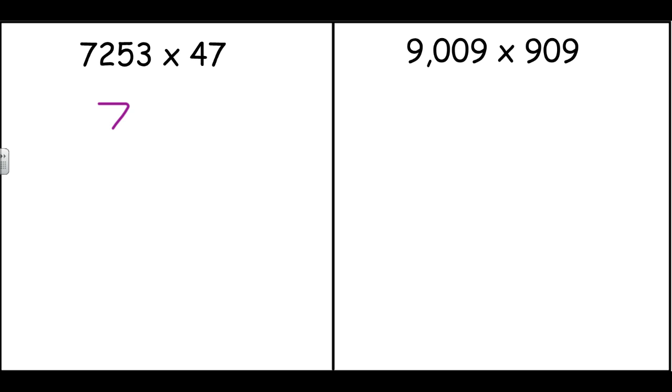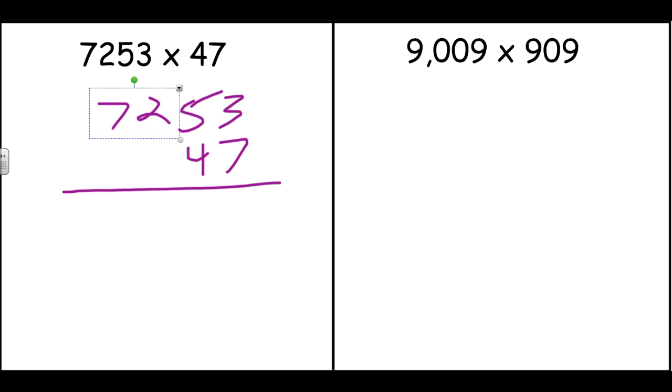So now we have 7,253 times 47. Now 7 times 3 is 21. Carry the 2. 7 times 5 is 35, plus 2 is 37. Carry the 3. 7 times 2 is 14, plus 3 is 17. Carry the 1. 7 times 7 is 49, so 49 plus 1 is 50. I'm going to leave these carrying digits here so we can see how we could do it otherwise.